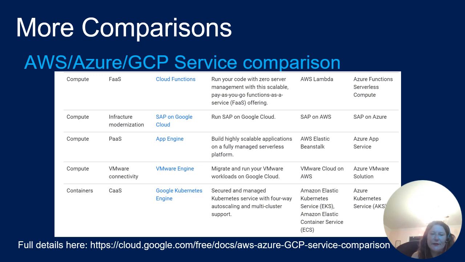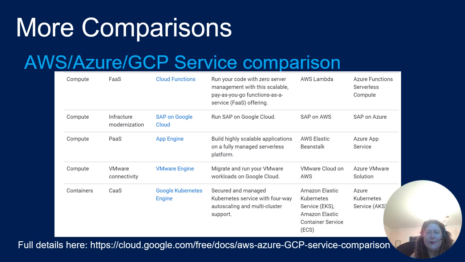Also in compute, I think that's meant to say infrastructure modernization. In Google Cloud, you have SAP on Google Cloud. You can literally just go to the Google Cloud Marketplace and almost download SAP and run it on the cloud. In AWS, you have the same thing, and in Azure, you have the same thing. The marketplace has a wealth of options in all three clouds now.